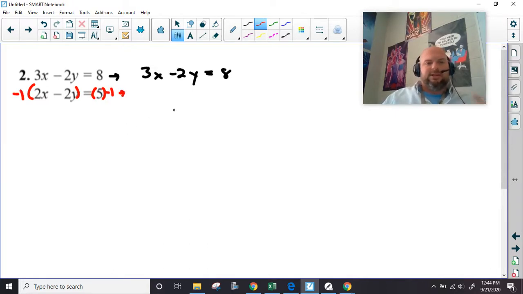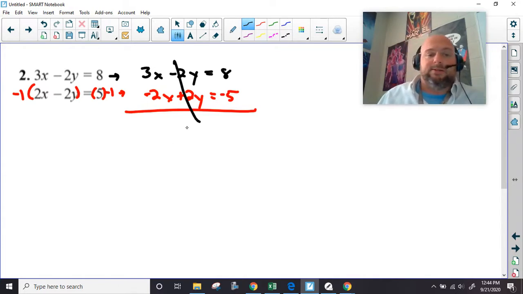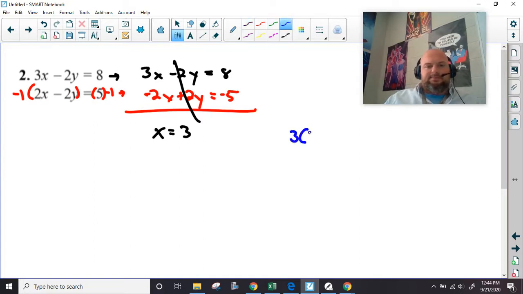What that does is change all these signs. So instead of positive 2x, now negative 2x. And now we have a positive 2y. And we have a negative 5. So the y's go away. That's good. x and then 3. Wow, that was pretty easy. So again, you could choose either one. Some people love using the top. Equals 8. So this ends up being 9 minus 2 equals 8.